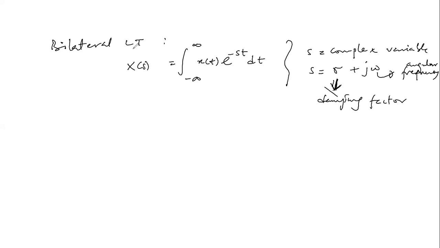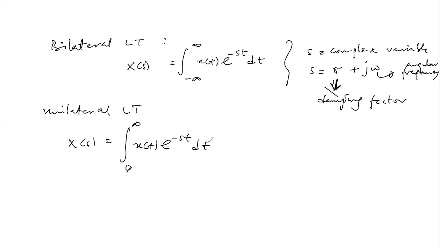Now, if this describes the bilateral Laplace transform, then the unilateral Laplace transform, S of s, will be the same as taking limits from 0 to positive infinity of s of t, e^(-st) dt. Okay?